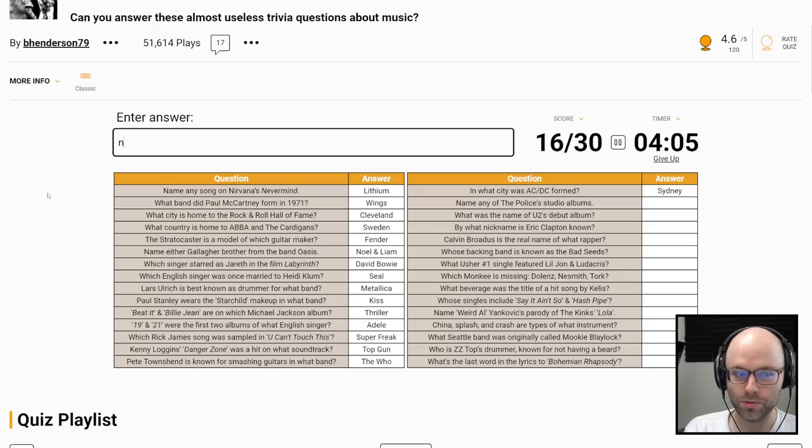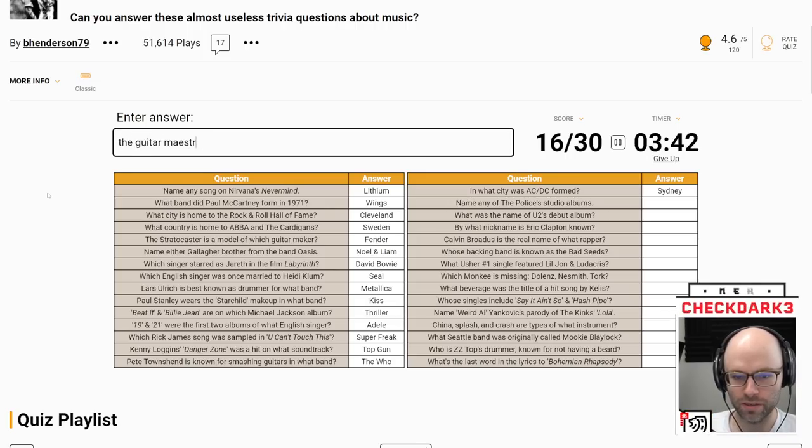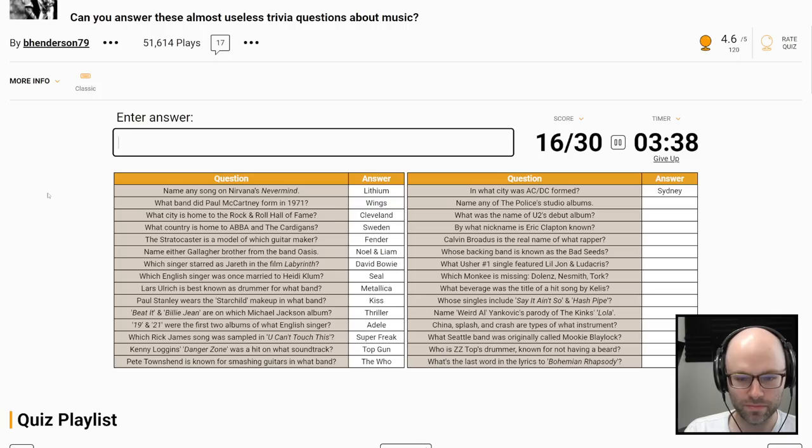Police studio albums, Next to You. Ah, crap. U2's debut album, Louder Than Bombs. I don't know the answer to those. By what nickname is Eric... This is so British now. By what nickname is Eric Clapton known? The Clapper? Clappy? The Guitar Maestro. Calvin Broaddus is the real name of what rapper?